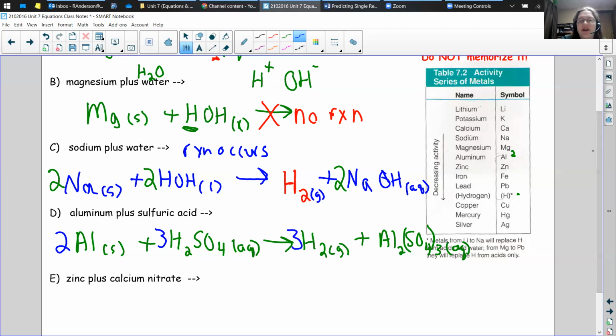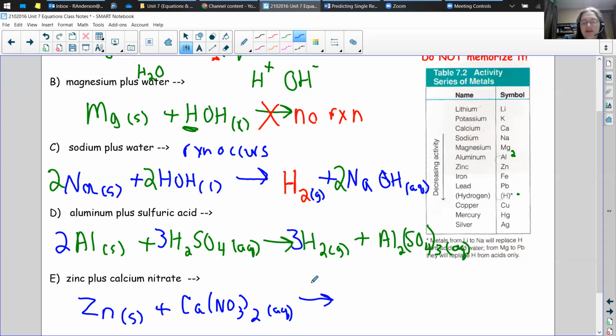All right, last one here. Zinc plus calcium nitrate. Need to take the nitrate twice. Calcium is a +2 ion, and that should also be aqueous here. Now the question is, does our reaction occur? You can put H2 over there if you want for this.